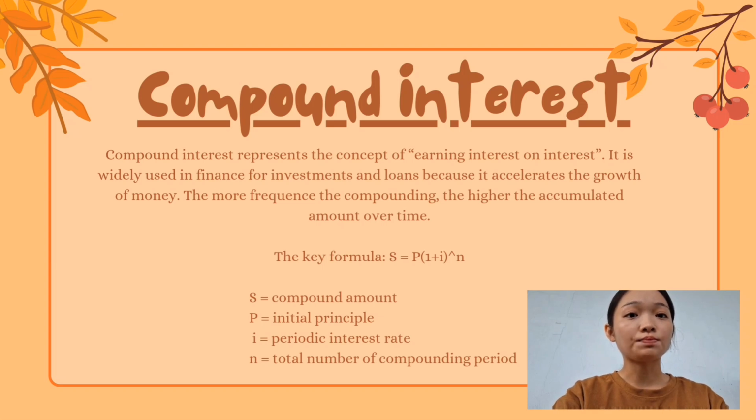The key formula is S = P(1 + i)^n. The easiest way to remember the formula is by remembering the word SPIN. S is the compound amount, P is the initial principal, i is the periodic interest rate, while n is the total number of compounding periods.